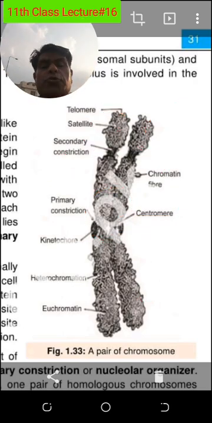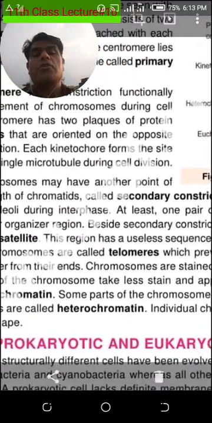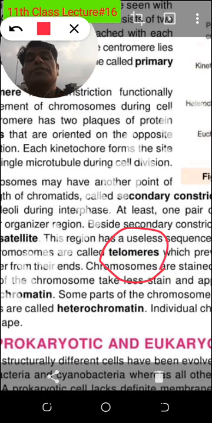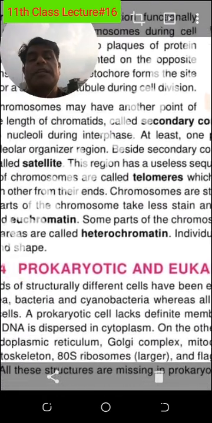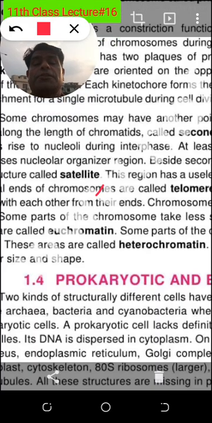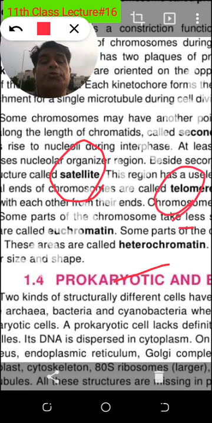Now I just want to show you some points which are very important. I explained the telomeres. Telomeres you are watching now, this is the telomere. You are watching the satellite as well. I will just open the area, that is the satellite. I will highlight now, just hold on. This is the satellite, you can see. Okay, this is the telomeres. Meaning of satellite: the useless sequence of the DNA. Meaning of the telomere: to prevent the combination of the ends of the chromosomes.